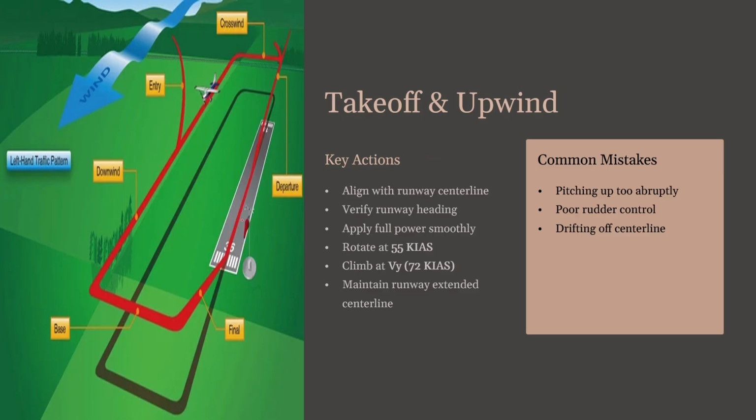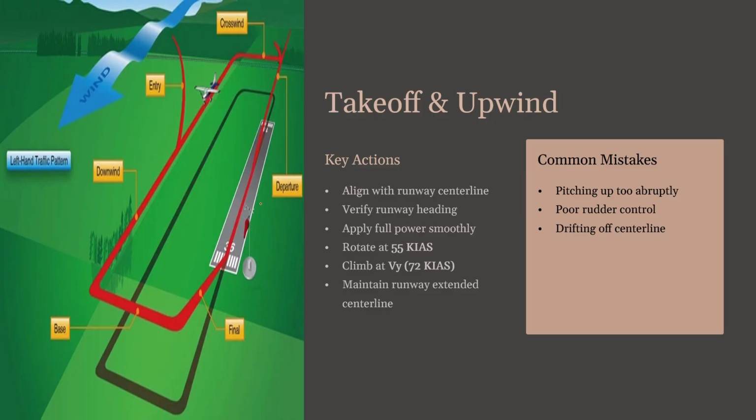During the takeoff roll, maintain the runway centerline using coordinated rudder inputs. When the airspeed reaches 55 knots, gradually pitch up to establish the VY climb attitude. Avoid raising the nose abruptly. The pitch change should be smooth and controlled, okay?